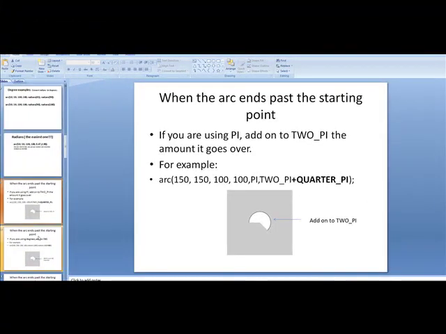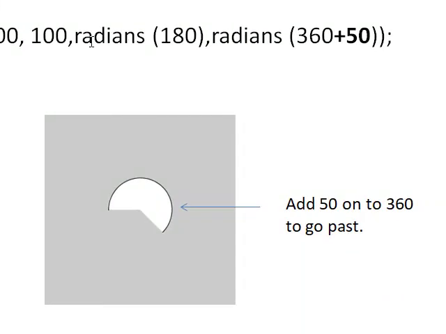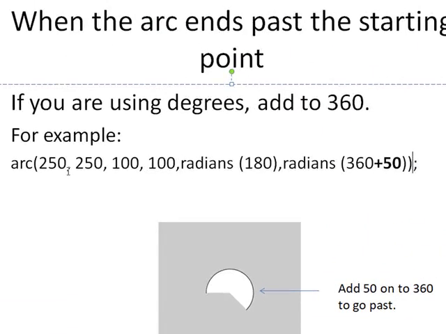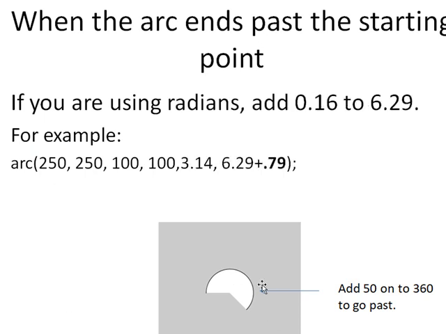Okay, now if I'm doing that with degrees, I do the exact same thing. So now I'm using degrees, I convert them by writing radians, 180, so it starts here, and it ends at 360 plus 50. And don't forget, you need double parentheses. This parenthesis is the closing one for this one, and this parenthesis is the closing for all the functions of my arc. So you just add onto it. And if you are using radians, the exact same thing.